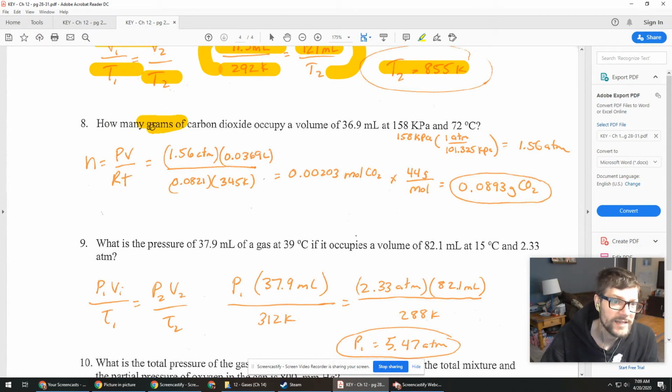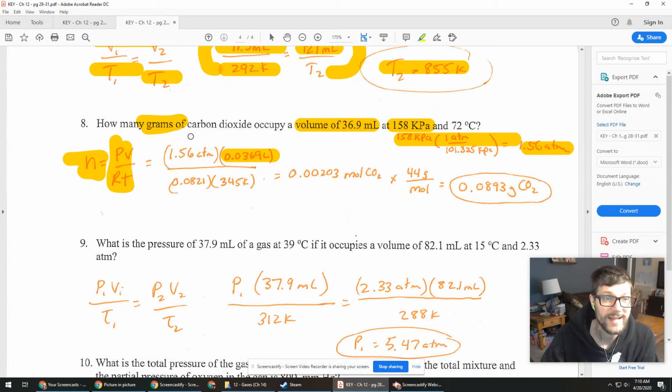How many grams? Anytime you see grams, you're triggering that we're looking for moles. And since we're looking for moles, really the only thing we did in this chapter with that was the ideal gas law. So I've rearranged the ideal gas law equation to solve for moles. We are dealing with a volume of 36.9 mils, so I'm going to convert that to liters. We're dealing with a pressure of 158 kilopascals, so I'm going to convert that to atmospheres. Remember, anytime you're dealing with the ideal gas law, each value has to be in a certain unit: pressure in atmospheres, volume in liters, and temperature in Kelvin. And finally, there's my 72C, which I converted to Kelvin.